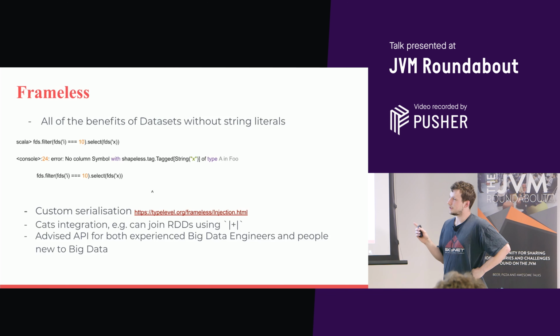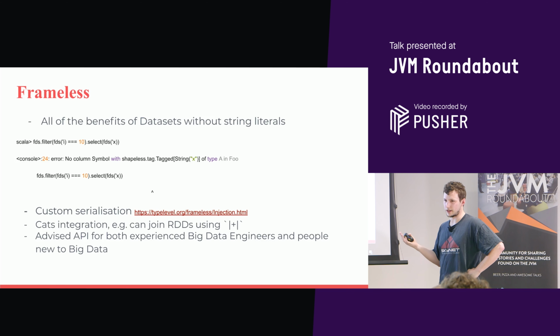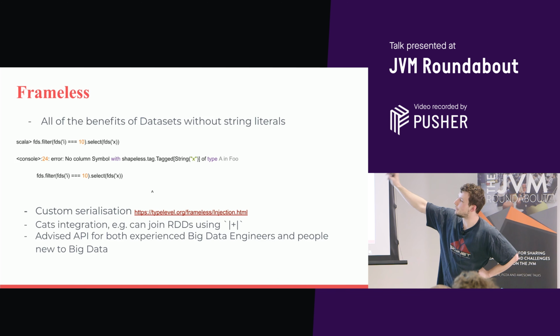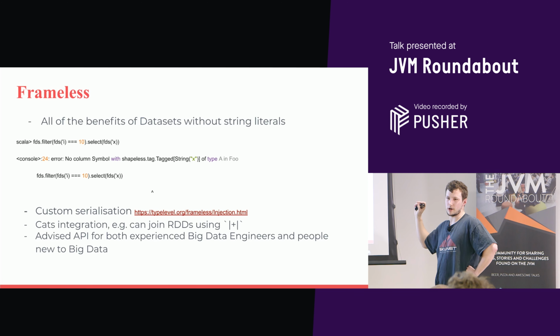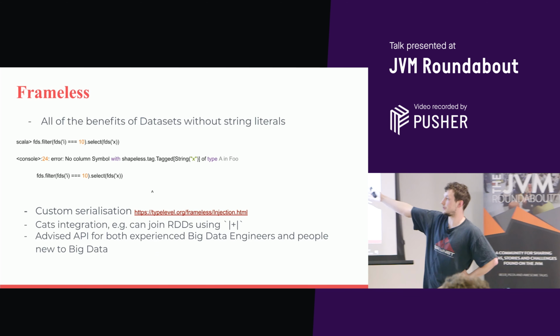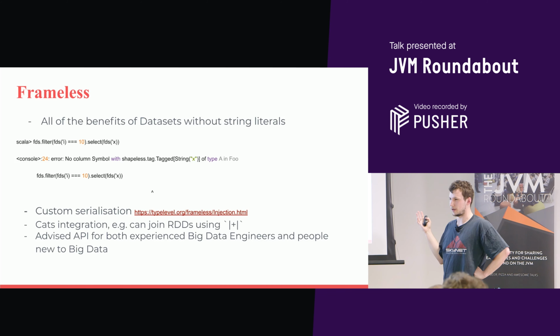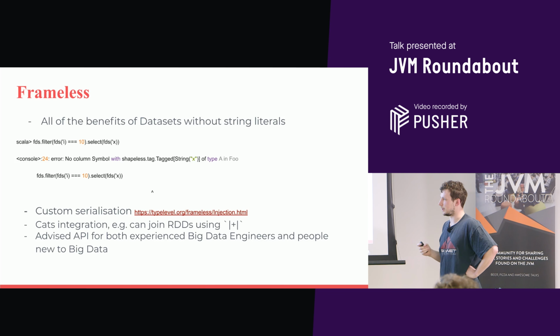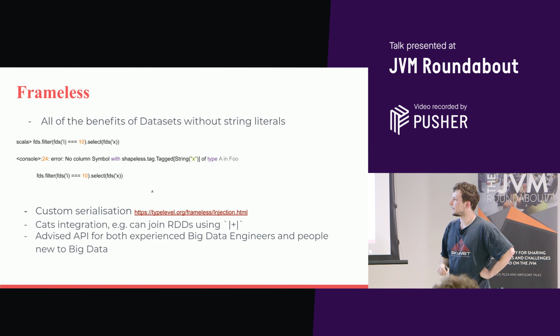Frameless. So this is a lot of the benefits of datasets without this weird sort of string literals and weird declarative syntax. So you can use this syntax, and now you get a compile error if you try and access a field that doesn't exist, rather than a runtime error. You can inject your own serialization, which is great. There must be a way of doing it in Spark, but with datasets. But this is a really neat way of doing it. It's a very neat way of doing it.